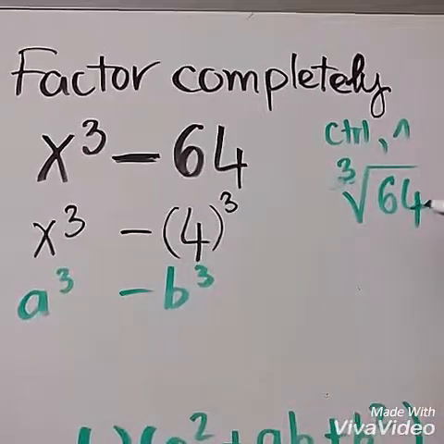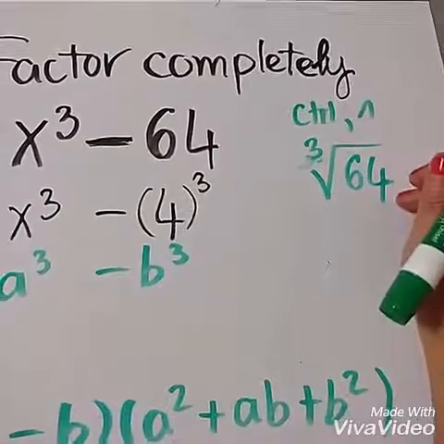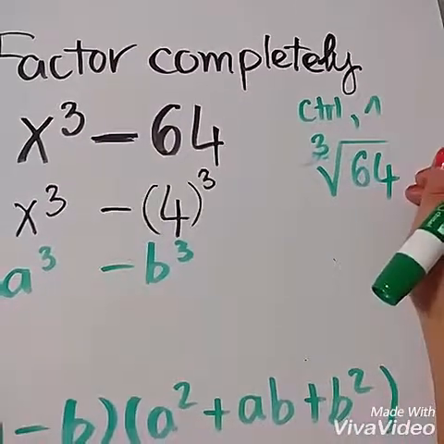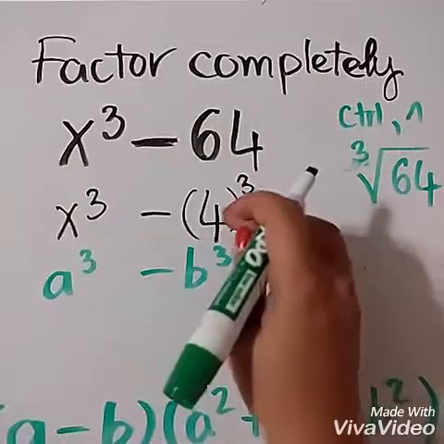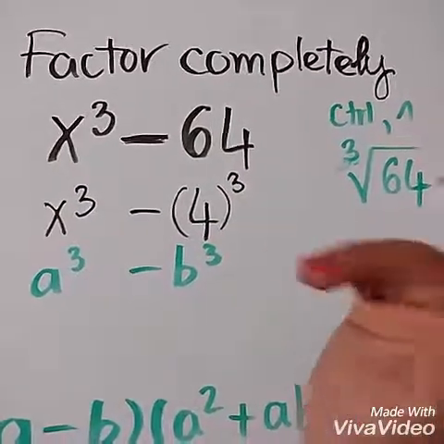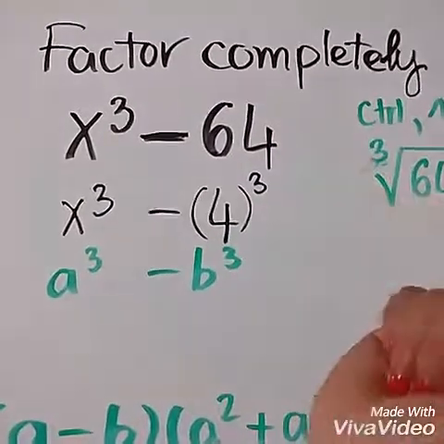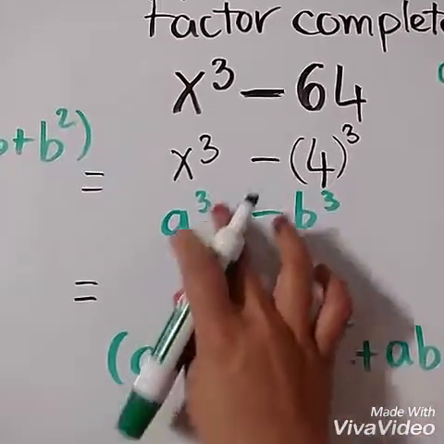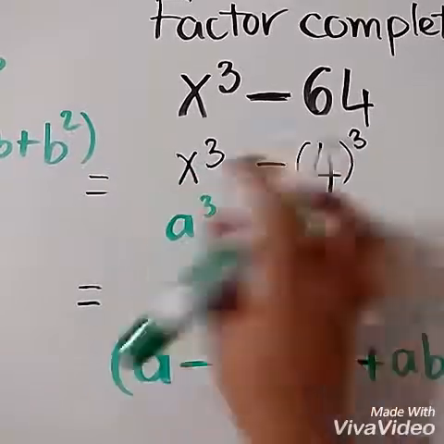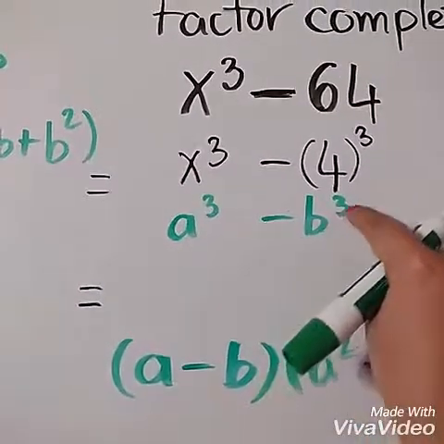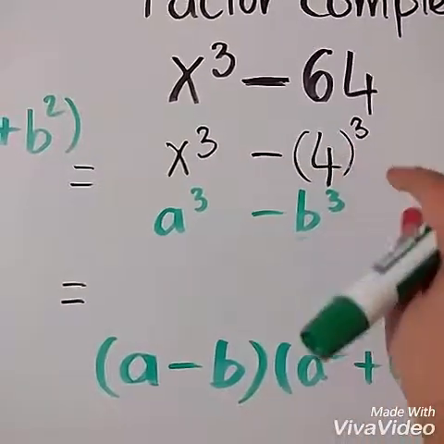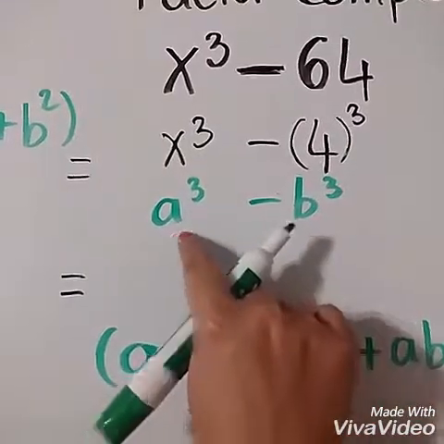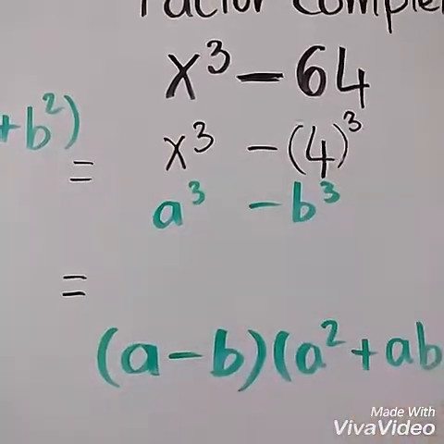So we want to find out what number, when you take the cube root, gives you that number. I figured out that it is 4 because 4 times 4 times 4 gives you 64. So let's apply the formula. Here I have a to the power of 3, which is the same as x to the power of 3, and b to the power of 3 means 4 to the power of 3. So let's just replace a and b with x and 4.